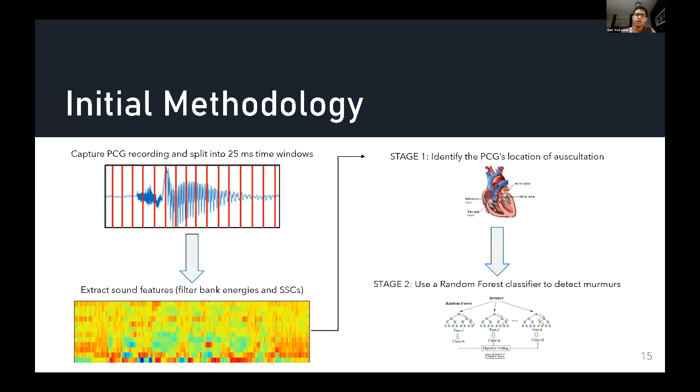So we put this as two stages. In stage one, we have a random forest classifier that classifies what location of the heart a PCG recording came from. And in stage two, we have a set of four random forest classifiers, each representing a different location of the heart, that are independently used to create a prediction for whether a specific location or valve in the heart had a murmur or not.